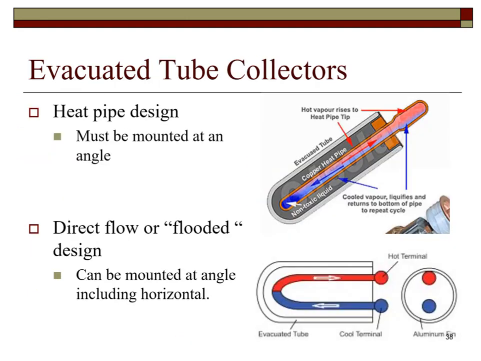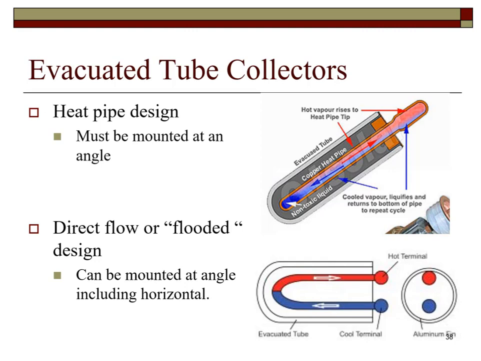There are two types of evacuated tube collectors. There is a heat pipe, shown in the top view. The liquid at the bottom of the inner tube evaporates and goes to the top of the tube and transfers its heat to the solar thermal liquid by condensation. The liquid condensed then returns to the bottom of the inner tube to complete the cycle. The heat pipe evacuated tube must be mounted at an angle.